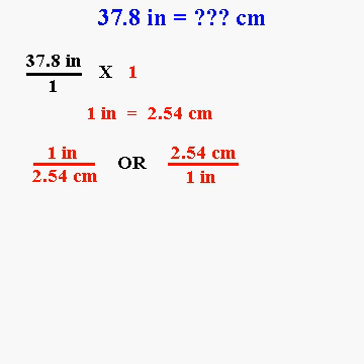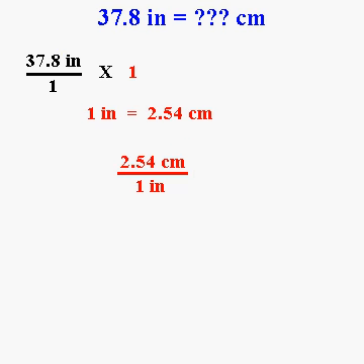Which one do I use? Well, let's think about how the units have to work out. I want to get rid of the unit inches, right? I want to get rid of inches and make centimeters. Well, if I look at the fraction I already have, 37.8 inches over 1, inches is on the top. If I want inches to cancel, the only way I can do that is in this fraction, put inches on the bottom. That will allow inches to cancel. Well, if inches goes on the bottom, that means 1 inch is on the bottom and 2.54 centimeters is on the top. So our fraction is 2.54 centimeters over 1 inch.